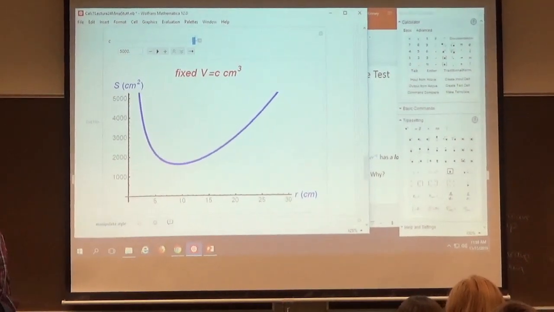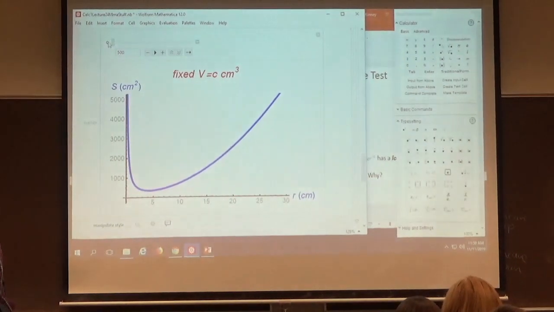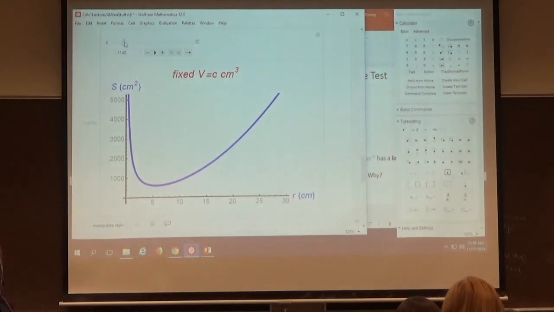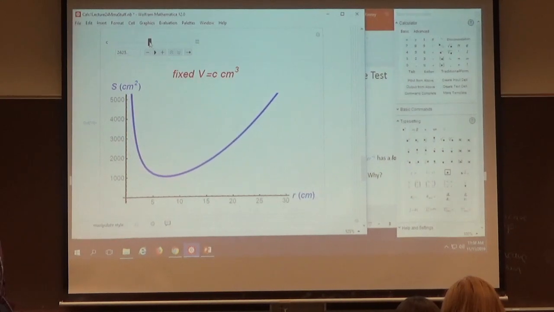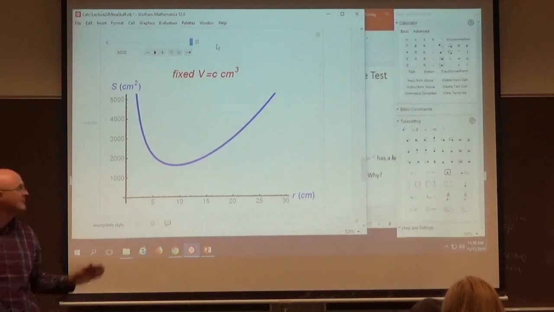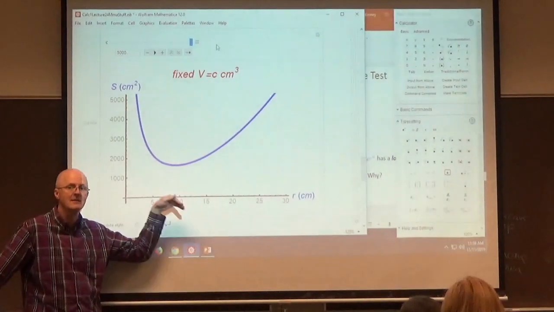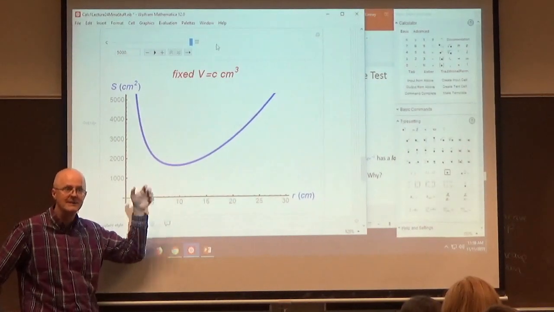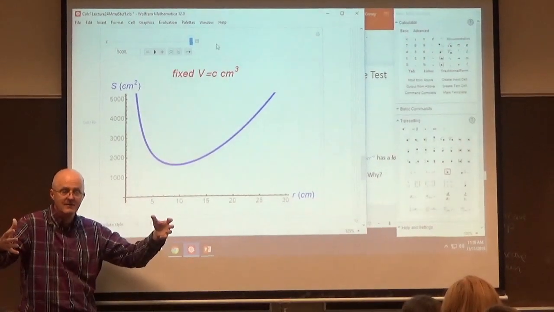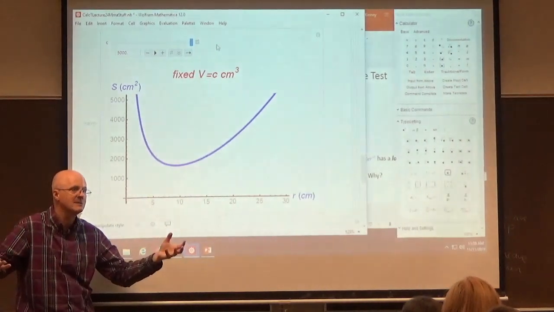As the fixed volume, fixed for any time I stop the animation, increases, the location of the low point moves up and to the right. Optimal radius gets bigger. The minimum surface area is getting bigger. It's because the volume is getting bigger. So those things have to happen.